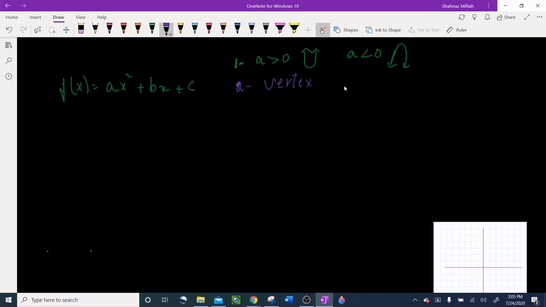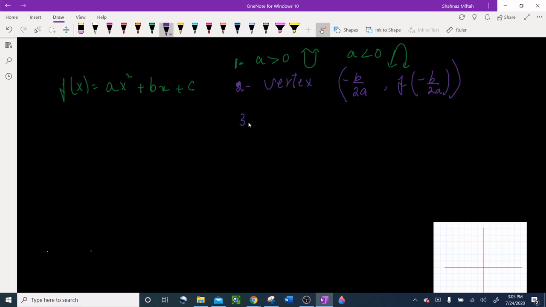And in this case, the vertex doesn't look like HK form, like a standard form. So the vertex formula is negative b over 2a. That's the x value you're going to look for. And the y value, you're going to plug this x into the function, and you will get the y value. So this is the vertex we're going to get.